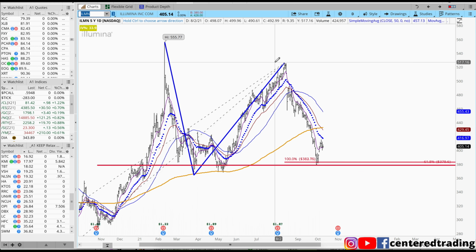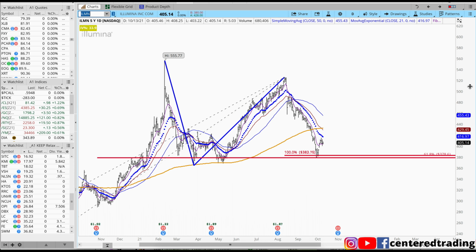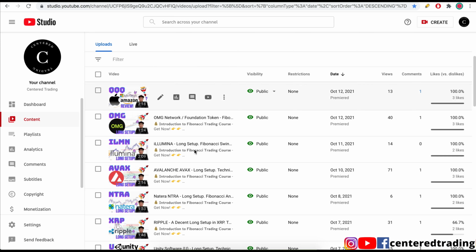Illumina. This one is also holding against that symmetry support. Continue to follow through on your trading plan with this one.